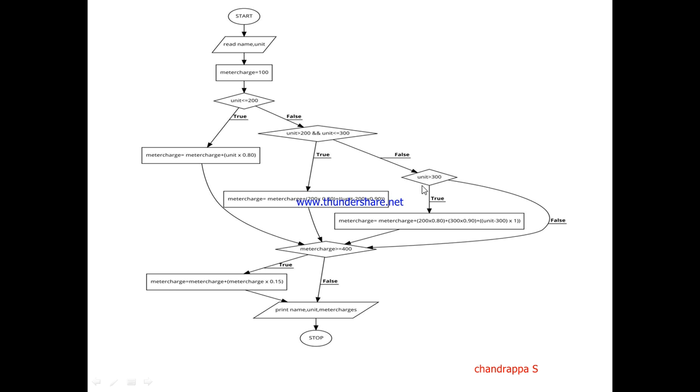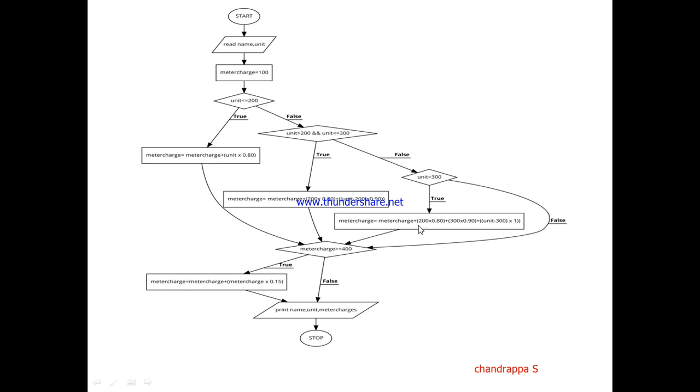Otherwise, check whether units consumed is greater than 300. If it is true, use the formula meter charge equal to meter charge plus 200 into 0.80 plus 100 into 0.90 plus unit minus 300 into 1 to calculate the total meter charge or electricity bill.